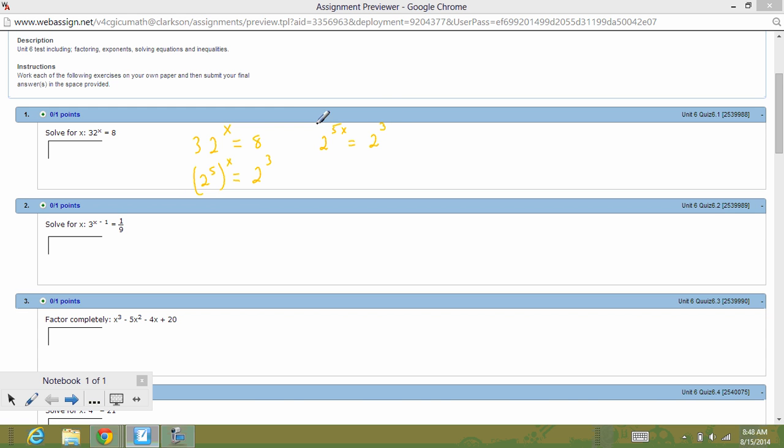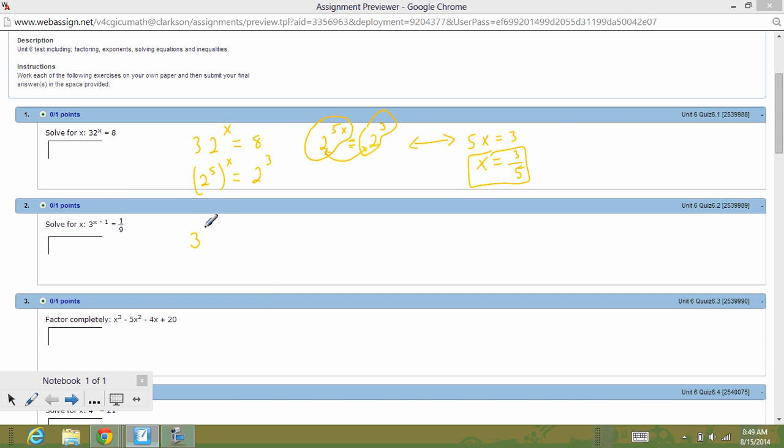And now since the expressions as wholes are equal, and since we have the same base, that's what we mean by a common base, then we know that 5x would have to equal 3. And so x would equal 3 fifths. Okay, so there's your answer for question 1.